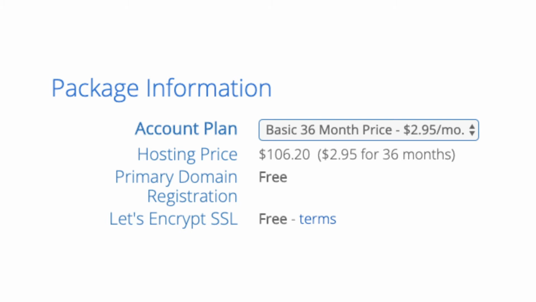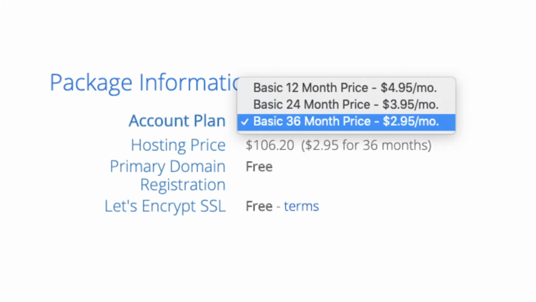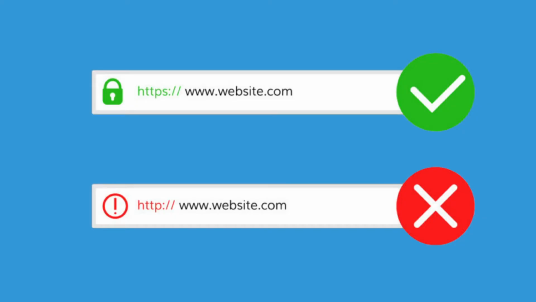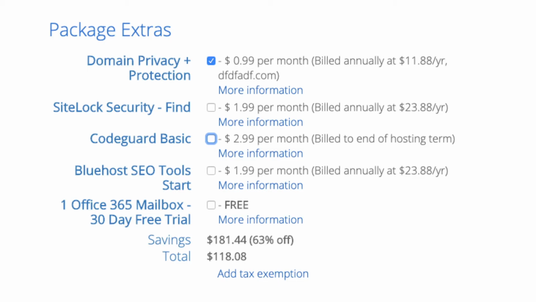You'll see account plan. This is where you can select the term for your hosting package. You have 12 months, 24 months, and 36 months. As you can see, you'll save money the longer you purchase your hosting for. I'm going to select the 12 months package. Domain registration is free. Let's Encrypt SSL is free. This SSL feature is a free SSL certificate which makes your site secure with the green bar and with the HTTPS. Domain privacy is an add-on that I highly recommend.